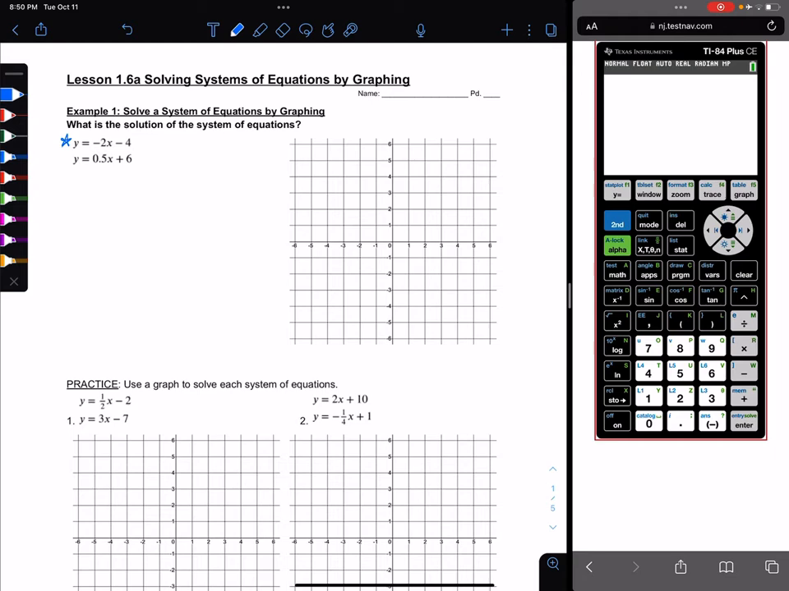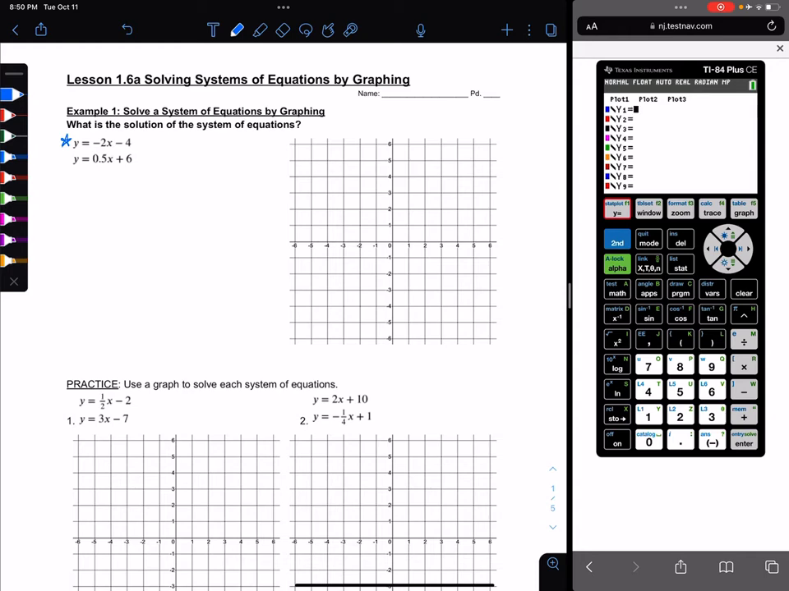Now these are both in slope-intercept form. So you could pretty easily plot the y-intercept and then count the slope from there. But just for a little bit of practice with the graphing calculator, we're going to use that. So we're going to go to y equals, and in y1, we'll type in our negative 2x minus 4. Be careful when you use the negative and the subtraction sign. Make sure you're hitting the appropriate keys.